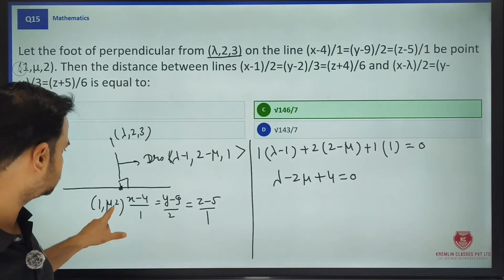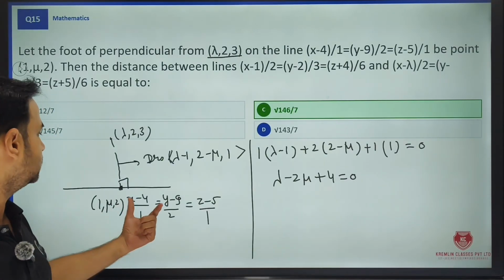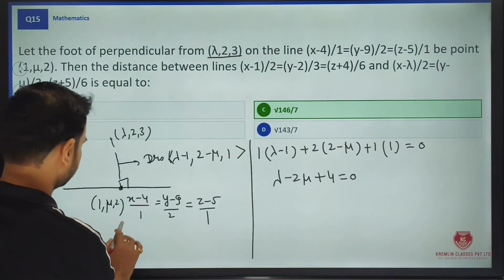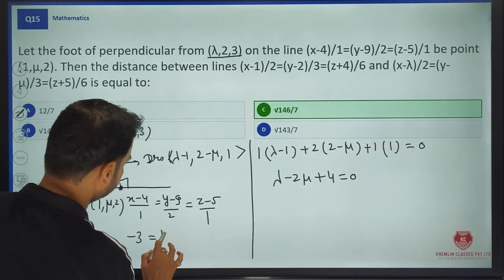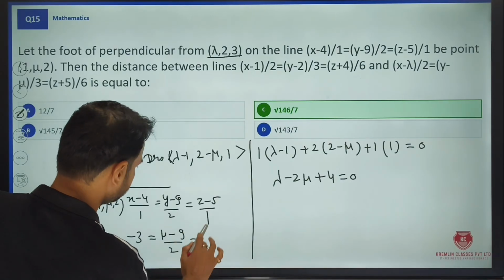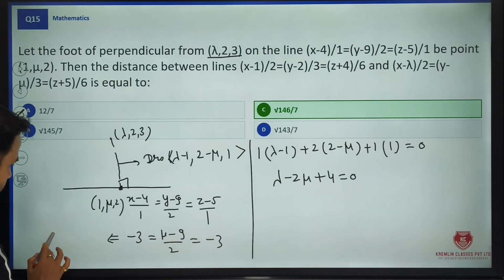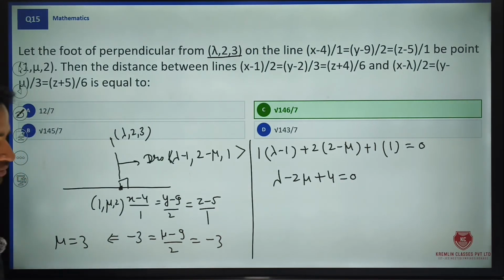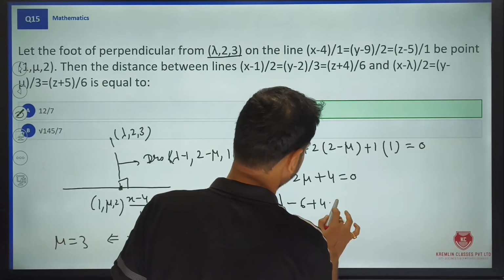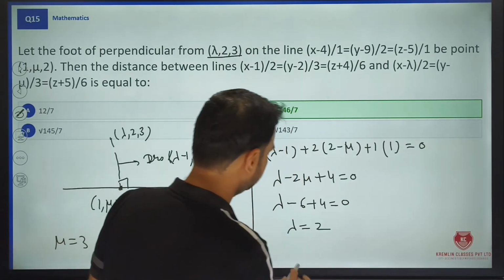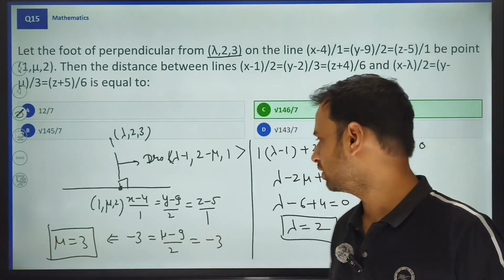So we have to find this nu, and we know that this point is lying on this line. Basically this satisfies this line. So when we put 1 minus 4 minus 3 equals nu minus 9 upon 2 equals minus 3, the value of nu from here comes out to be minus 6, nu equals 3. When we put nu equals 3, it will be minus 6 plus 4 equal to 0. So lambda equals 2. So lambda equals 2 and nu equals 3 are the two values we were looking for.